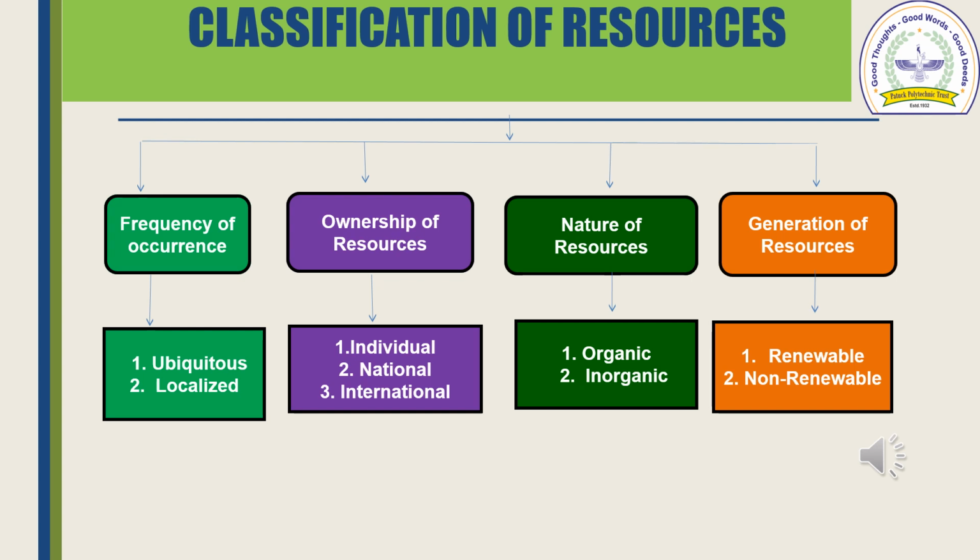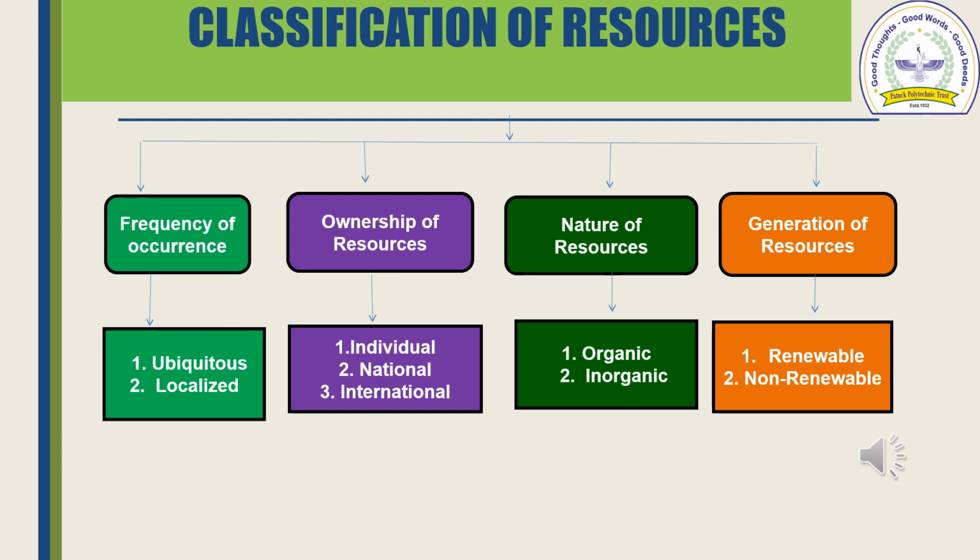Now let us see classification of resources. For the scientific study, resources may be classified into the following types. On the basis of frequency of occurrence, natural resources are classified as follows. Number one, ubiquitous resources. Number two, localized resources.